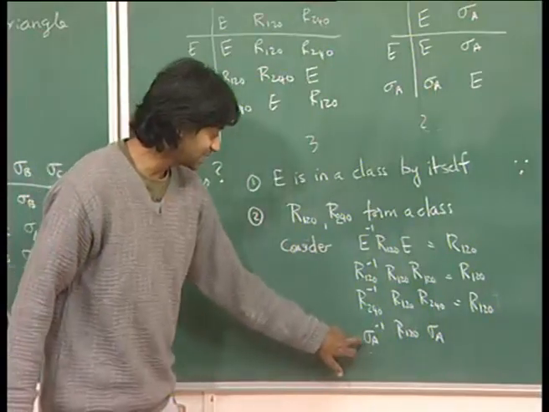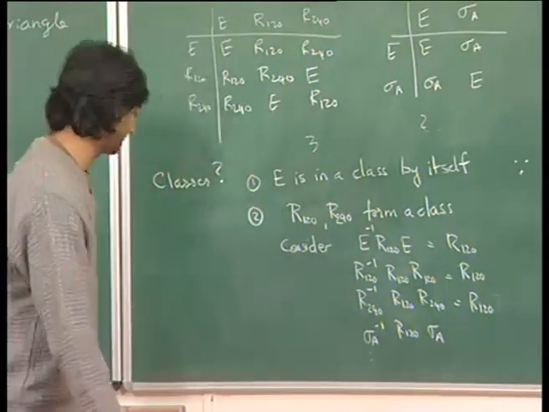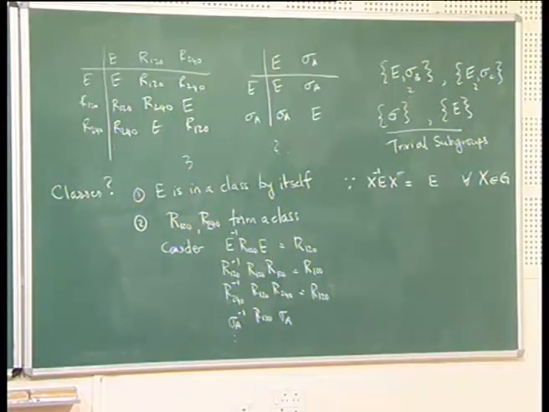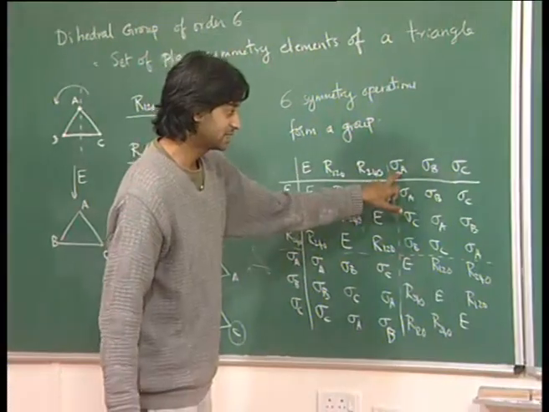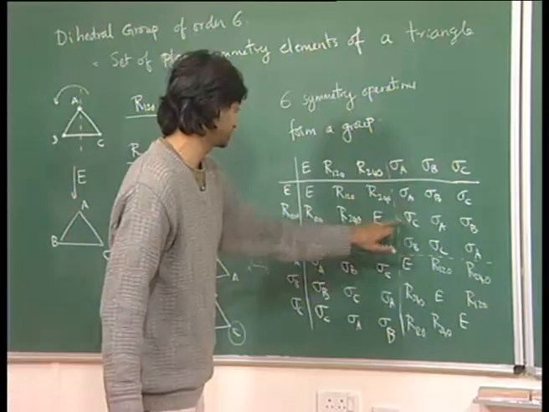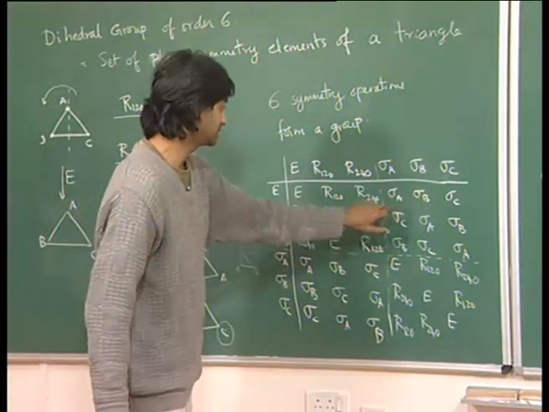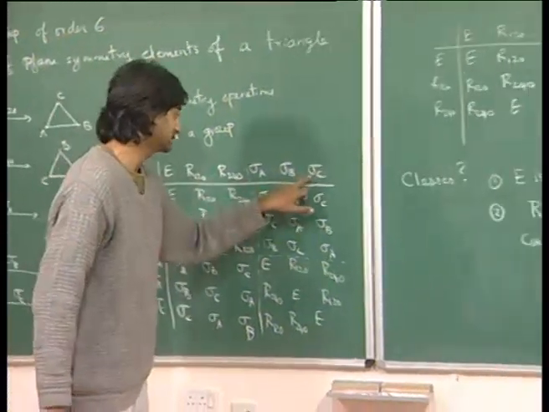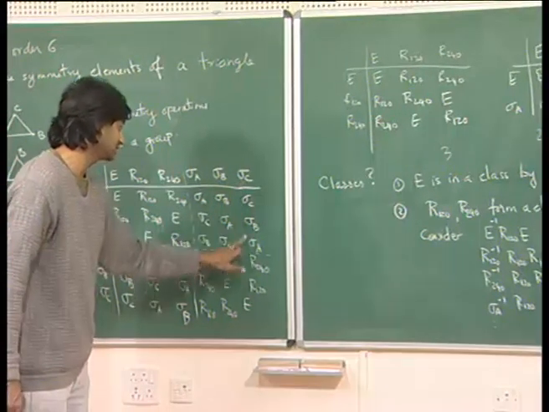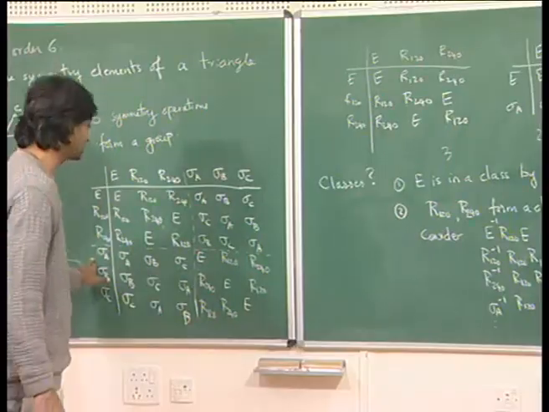Now, what about sigma A inverse R 120 sigma A? First you operate by sigma A and then R 120. That gives you sigma C. So, you have sigma C multiplying sigma A inverse. Sigma A inverse is just sigma A. So, sigma C into sigma A is R 240.